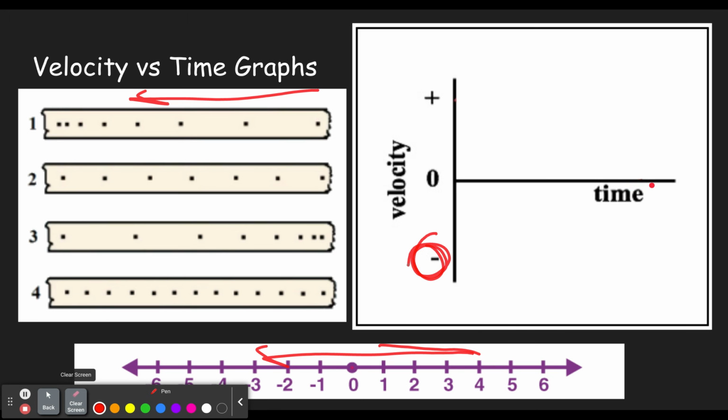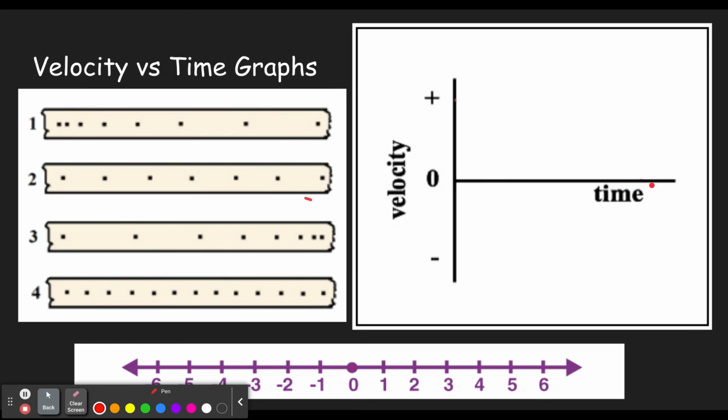Okay, so in this one, we're starting out going really fast. So far from 0 is going really fast. We end up going slow. That's close to 0. And so our graph would look like that. We went from fast to slow. Beginning at the start, we're going fast. We're far from 0. And we end up going slow, close to 0.